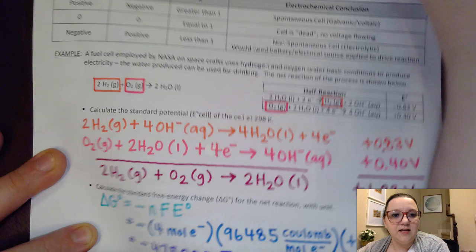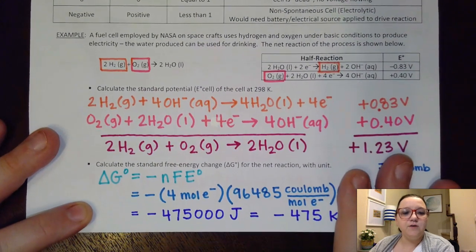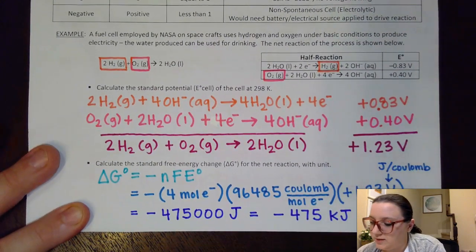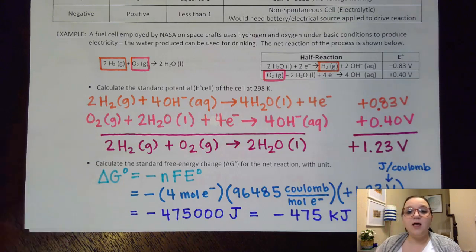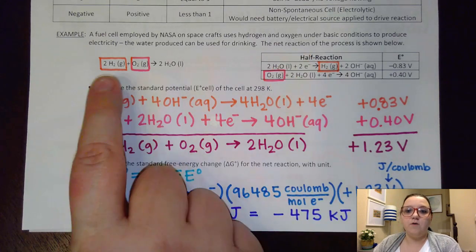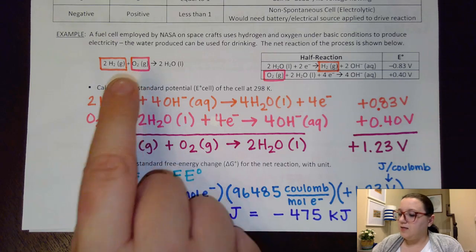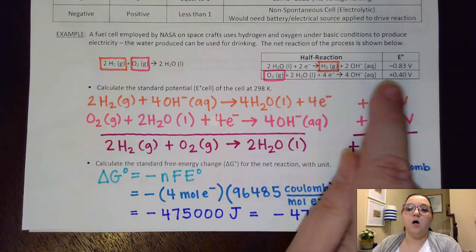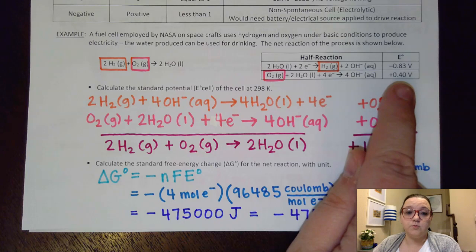We have an example here that says a fuel cell employed by NASA on spacecraft uses hydrogen and oxygen under basic conditions to produce electricity. Again, we're producing electricity here, so that means we have some sort of galvanic or spontaneous cell, more than likely. Then it says that the water produced can be used for drinking. It gives us the net reaction of our process below, and they give us two half reactions here along with some volt values for those processes.